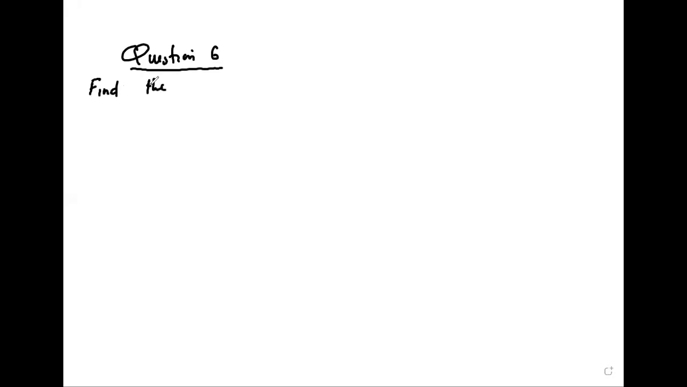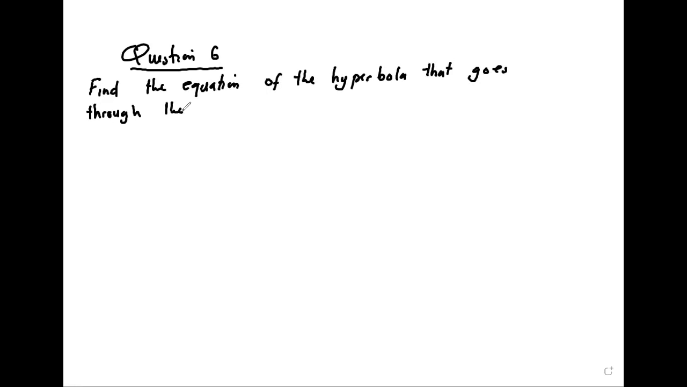Find the equation of the hyperbola that goes through the point 2, 3, and has foci at plus or minus 2, 0.